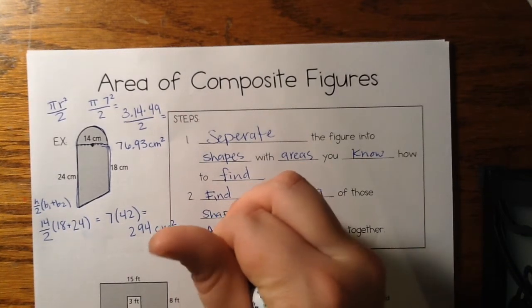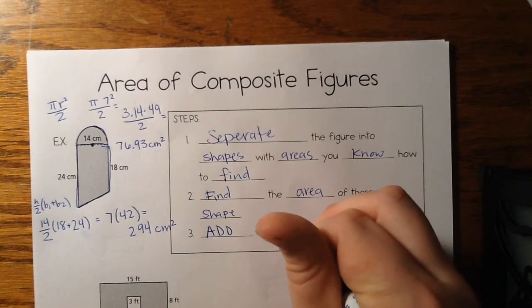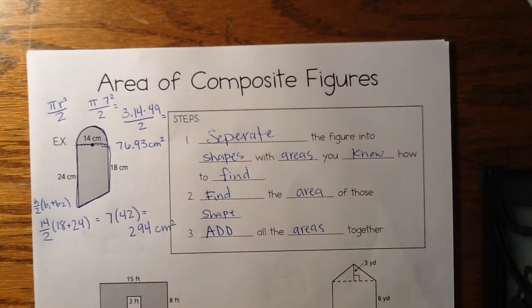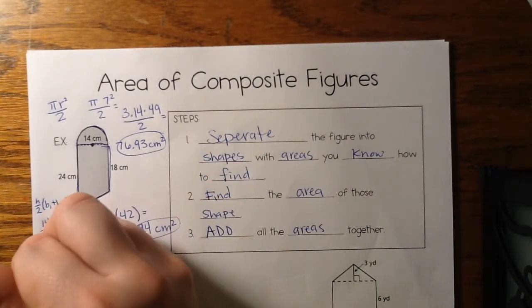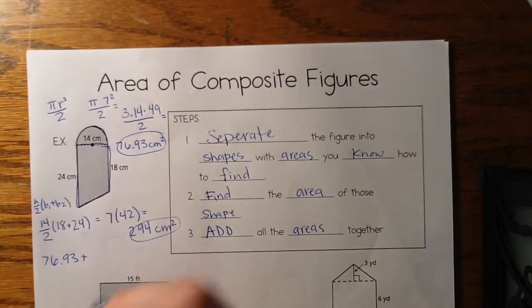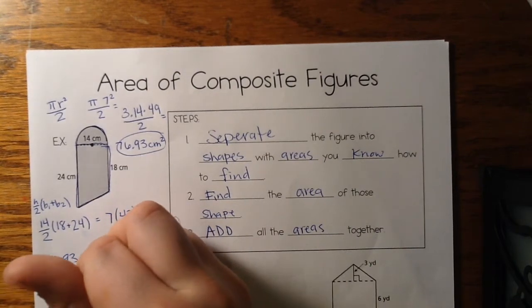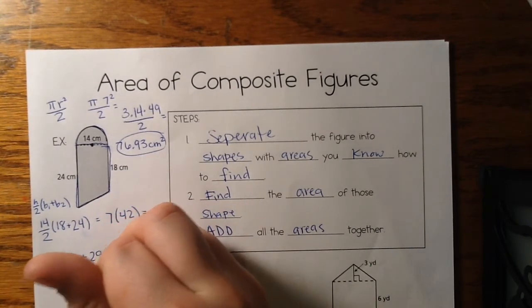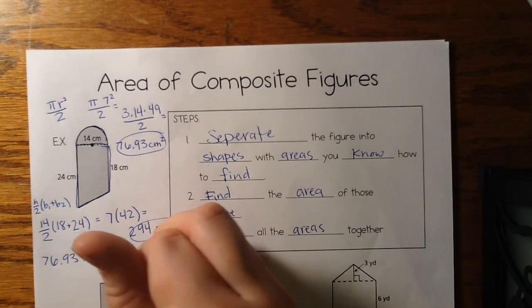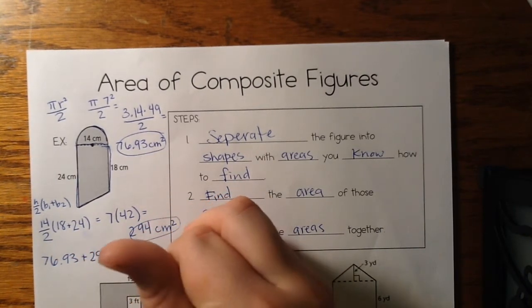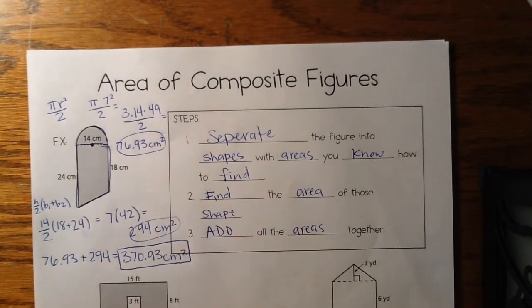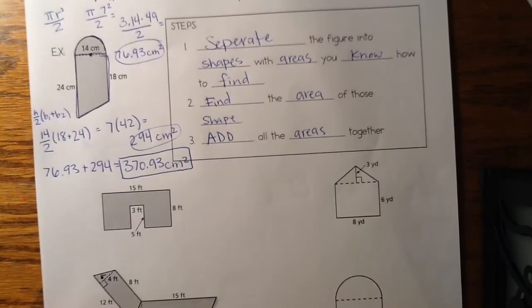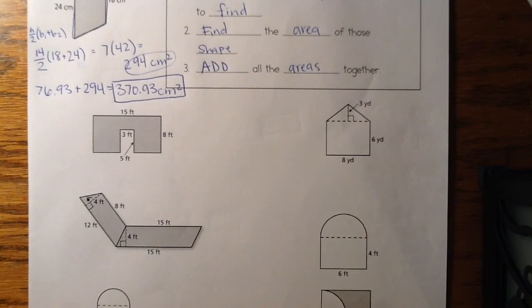Our last step is to add all the areas together. Okay, so we have this area and this one. So 76.93 plus 294, which gives us 370.93 centimeters squared. So that's all we have to do. Pretty easy, right? Okay, let's move on to these examples down here.